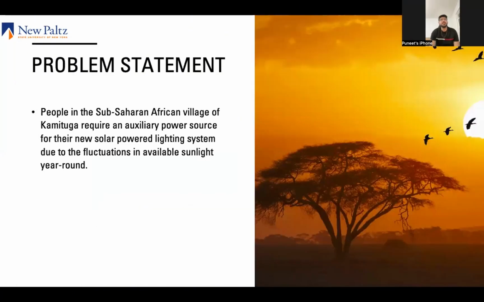Problem statement. People in sub-Saharan Africa village of Kamituga require an auxiliary power source for their new solar-powered lighting system due to the fluctuations in available sunlight year-round.